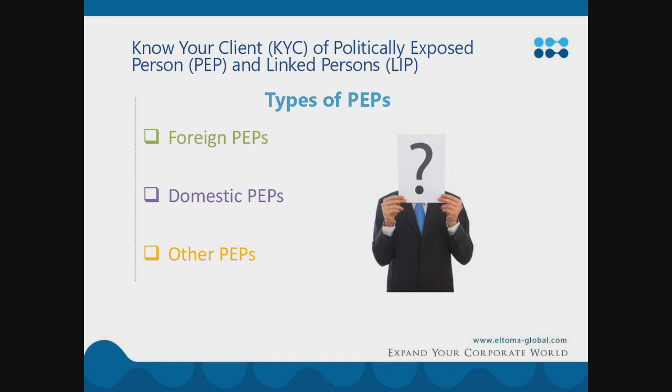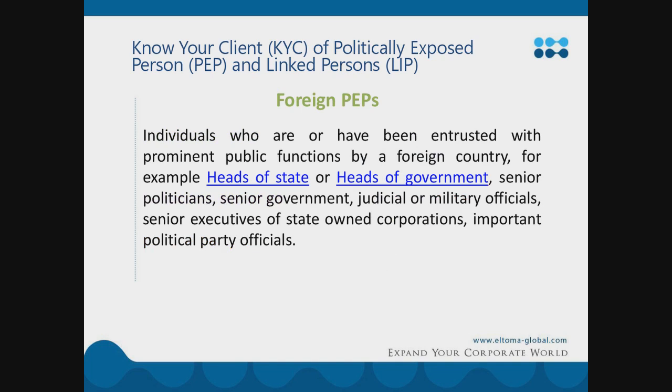Under the law, there exist three types of PEPs: foreign PEPs, domestic PEPs, and another group of PEPs. Let's see who foreign PEPs are. Foreign PEPs are all individuals who are or have been entrusted with a prominent public function in a foreign country, for example, head of state, head of government, senior government politicians, judges, military officials, and so on. I will explain what this means.